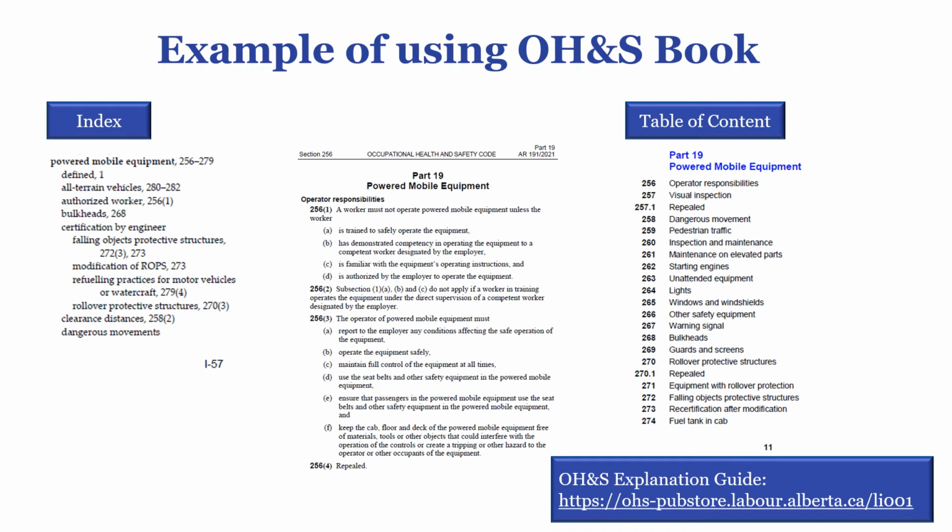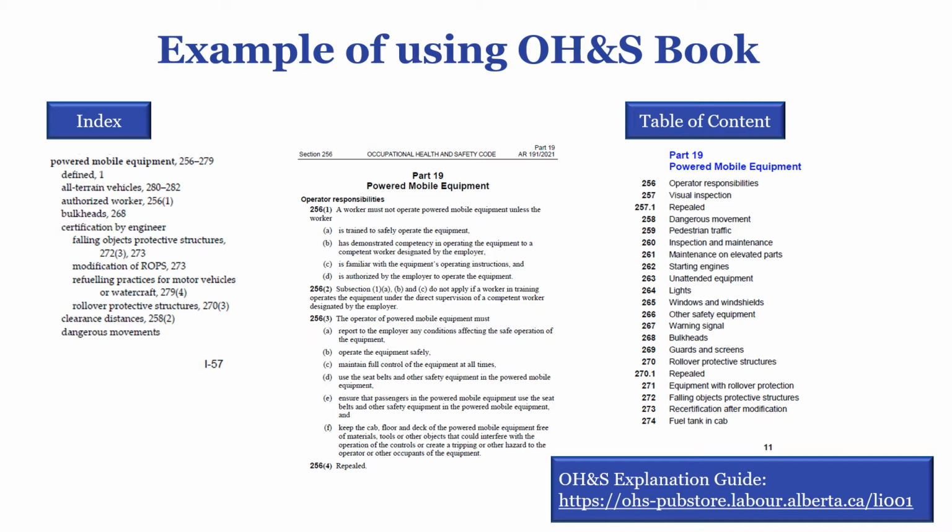Let's review an example together. If you wanted to learn what classifies an authorized operator of a skid steer, you would look in the index at the back of the book. Under Powered Mobile Equipment, you will find Authorized Operator 256, subsection 1. It is important to note that the index always refers to the code, not the act or regulation. The index does not list page or part numbers, so the first number, 256, refers to the section. All sections are listed numerically, so they are easy to find. The 1 refers to the subsection.